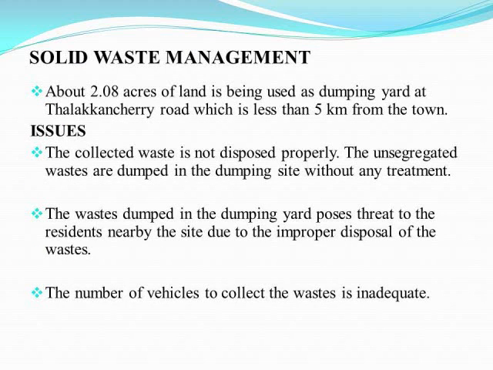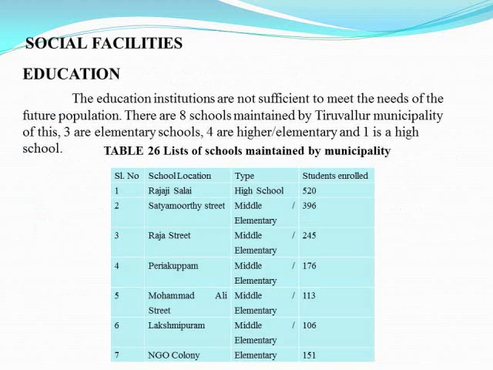Solid waste management. About 2 acres of land is being used as dumping yard at Talakancheri Road, which is less than 5 kilometers from the town. The issues are the collected waste is not disposed properly. The unsegregated waste is dumped in the dumping site without any treatment. The waste dumped in the dumping yard poses a threat to the residents nearby due to the improper disposal of the wastes, and the number of vehicles to collect the waste is inadequate.